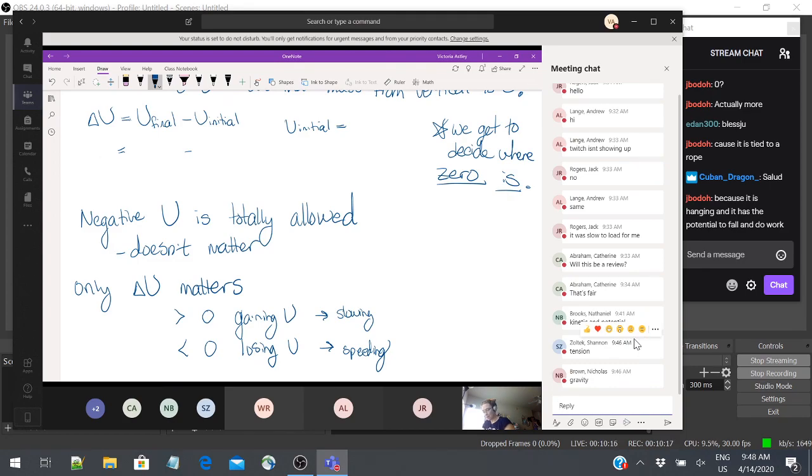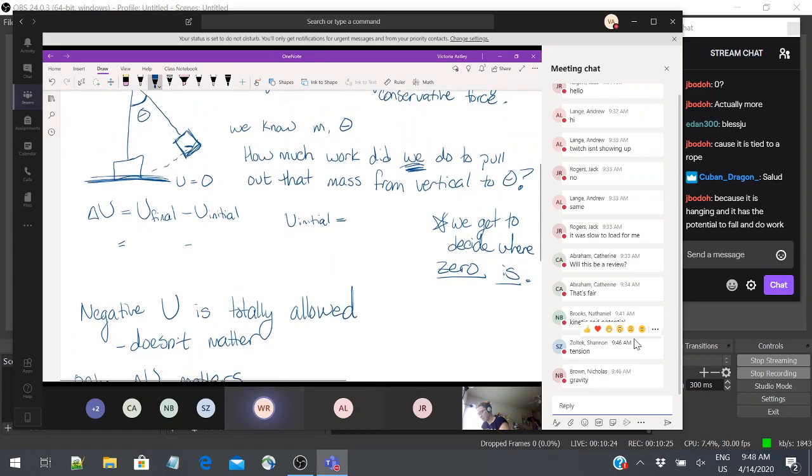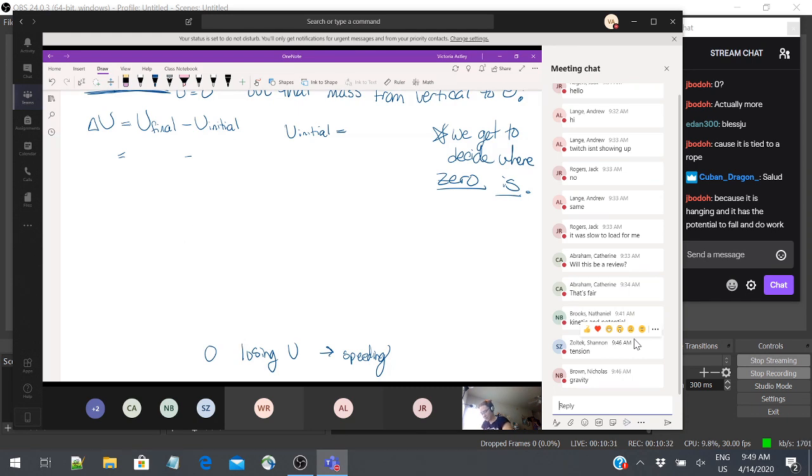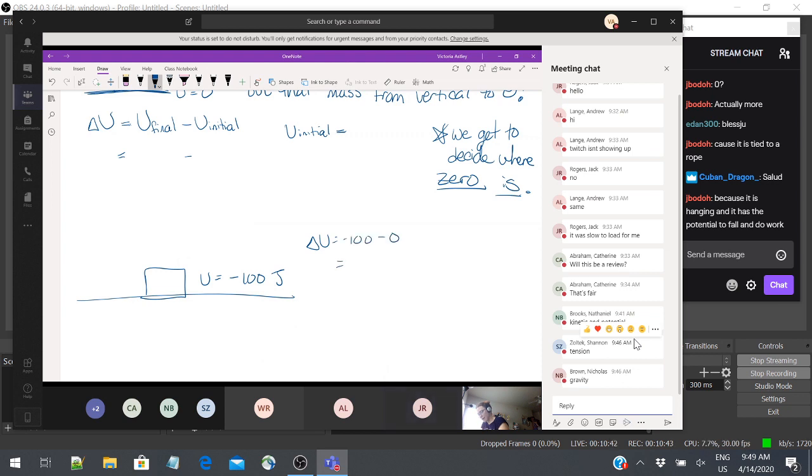So yeah, we don't actually care if the potential energy is negative. We could say U equals 0 here, and we cut the rope and it falls to the ground, and U is negative 100 joules. Well, my delta U would be negative 100 minus 0. I have lost 100 joules of potential energy, so I have gained 100 joules of kinetic energy. I just keep going with my problem. Does this all make sense?